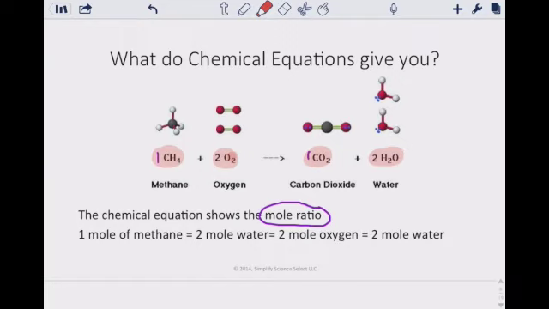Where do those coefficients come from? Well, we know that those coefficients come from that balanced chemical equation. And really, when we're talking about mole ratio, when we're talking about chemical equations, we're always talking about a balanced chemical equation.